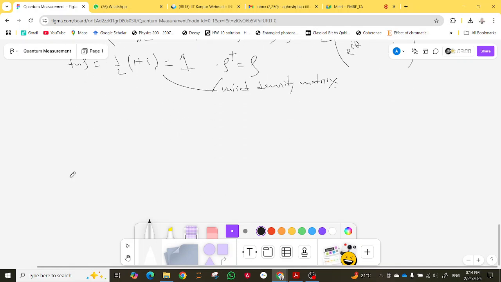Now we have to calculate rho equals 1 by 2 pi integration from 0 to 2 n pi. N can be some integer. This is 2 n pi.